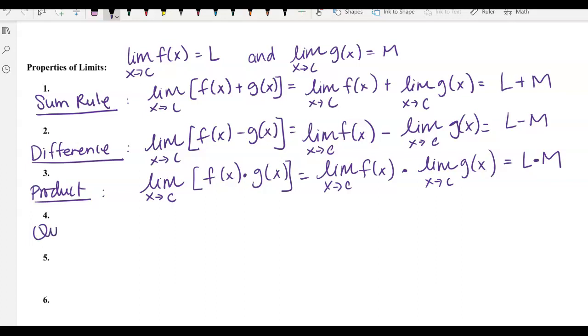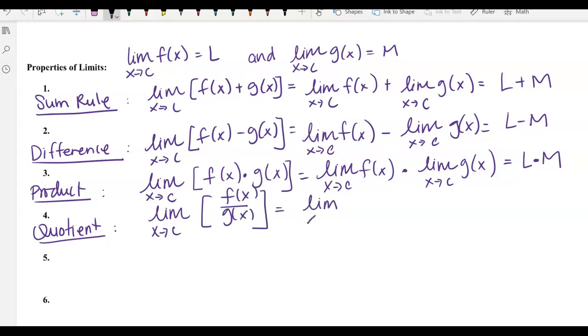Same thing with quotient. So the limit as x approaches c of f of x divided by g of x, we can break them apart: the limit as x approaches c of f of x divided by the limit as x approaches c of g of x, which is going to be L divided by M.